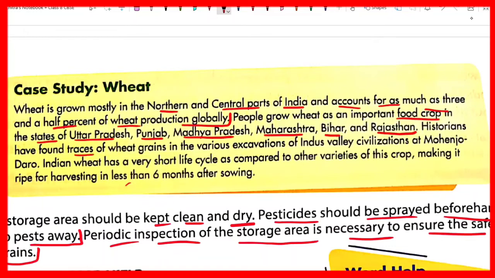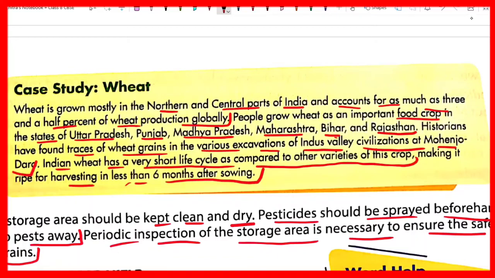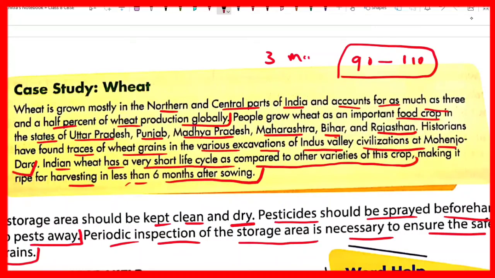Historians have found traces of wheat grains in various excavations of the Indus Valley civilization and Mohenjo-daro also. Indian wheat has a very short life cycle as compared to other varieties of crops. That means wheat can be grown in a very short period of time, ripe for harvesting in less than 6 months after sowing. It takes hardly 3 months, or we can say 90 to 110 days. Between that period, wheat can be harvested easily.